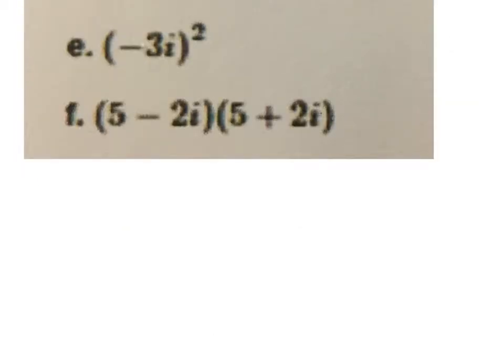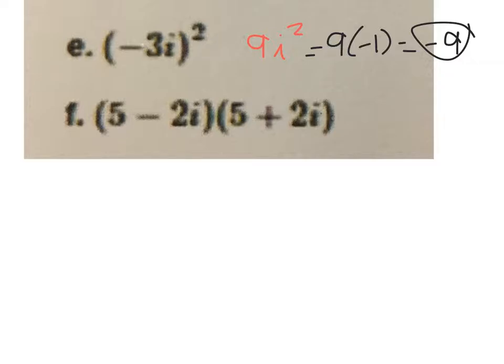Okay, here, letter e. I've got negative 3i and it's all squared. Okay, so again, square all parts. Negative 3 times negative 3 is positive 9. i squared is i squared, which we can rewrite as negative 1. So that gives negative 9. That's my answer.